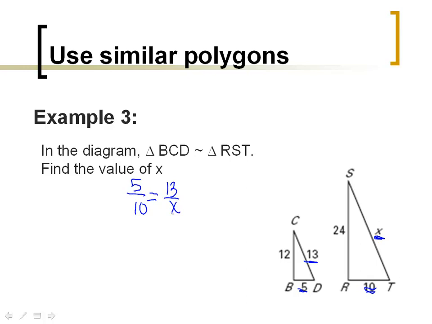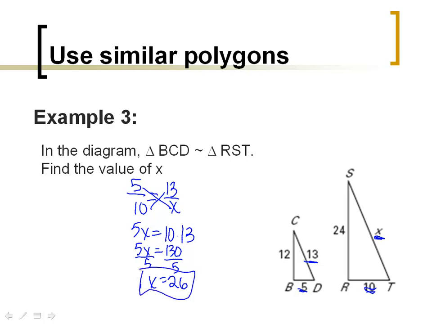So if I simplify this, 5 times x equals 10 times 13. This is something we did in the last lesson. So 5x equals 130. Divide both sides by 5, and x equals 26. And I found x. It says find the value of x. That's all I had to do. There's my final answer.